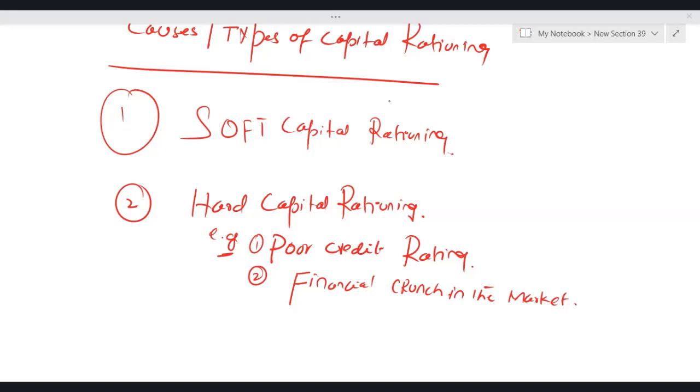If we have the finance, we will invest, otherwise not. Another example could be that the organization has decided a capital budget limit. They don't want to exceed that limit, even though they can. So these are the examples of soft capital rationing.